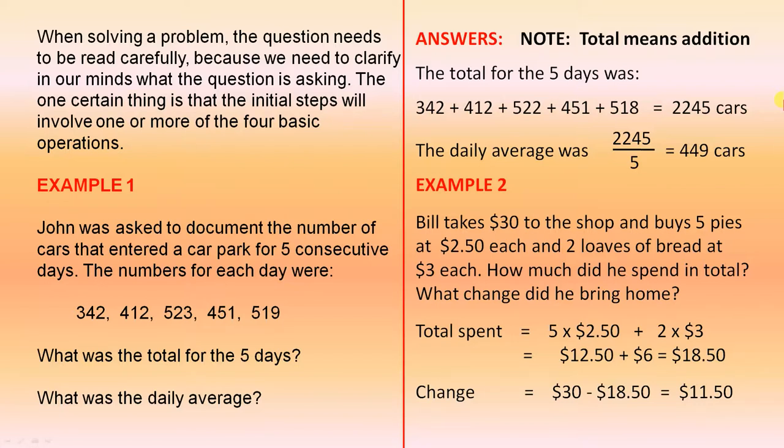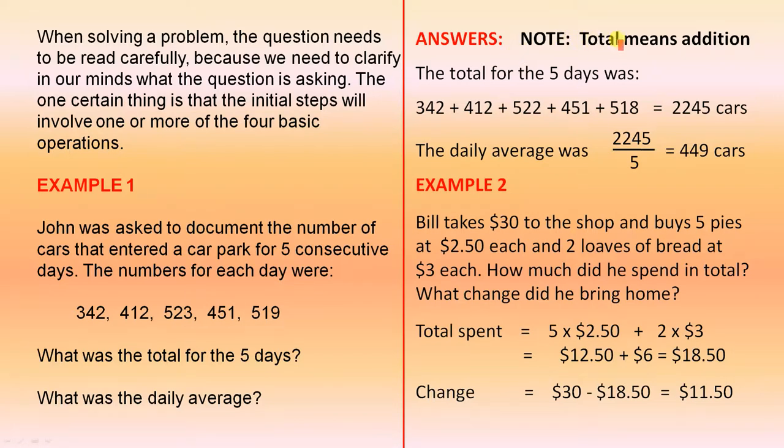Example 1. John was asked to document the number of cars that entered a car park for 5 consecutive days. The numbers for each day were those 5 numbers here. What was the total for the 5 days? What was the daily average? Now here are the answers.